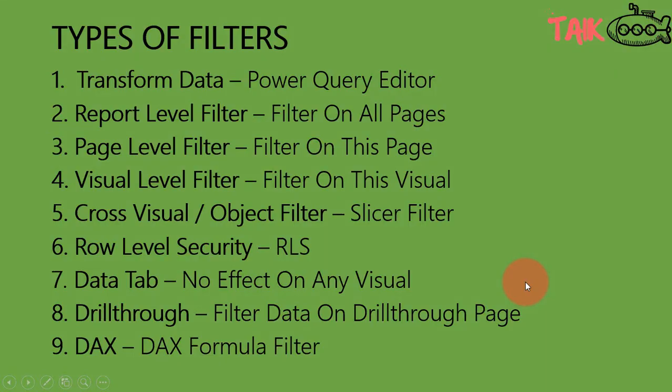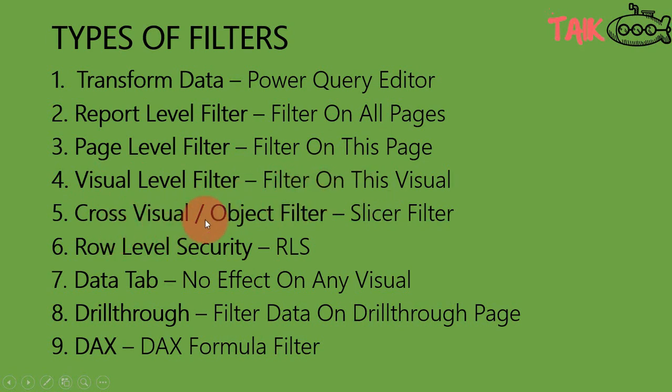So here's the list of types of filtration in Power BI. One is the transform data in Power Query Editor. The second is report level filter. You can filter on all the pages. Then page level filter. You can filter on this page, that is the current page. And then visual filter. You can filter on only a specific visual.